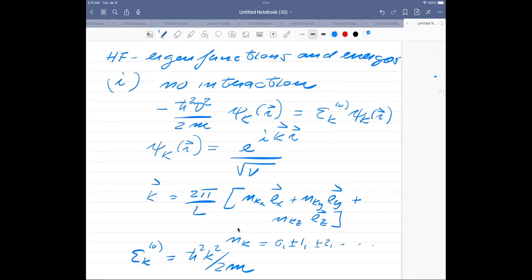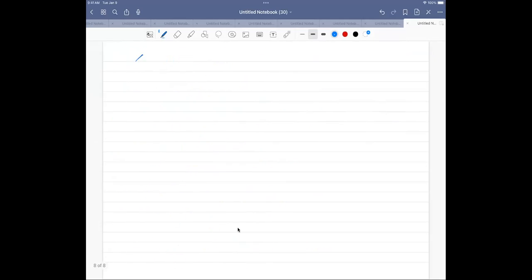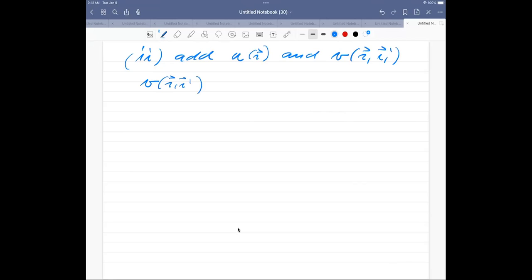Then the next step is actually to use the interaction. So now we add potentials. We add this u of r and v of r and r prime. Now the thing which is special here is that for this potential which we have, this v of r minus r prime is actually a function which is translationally invariant.